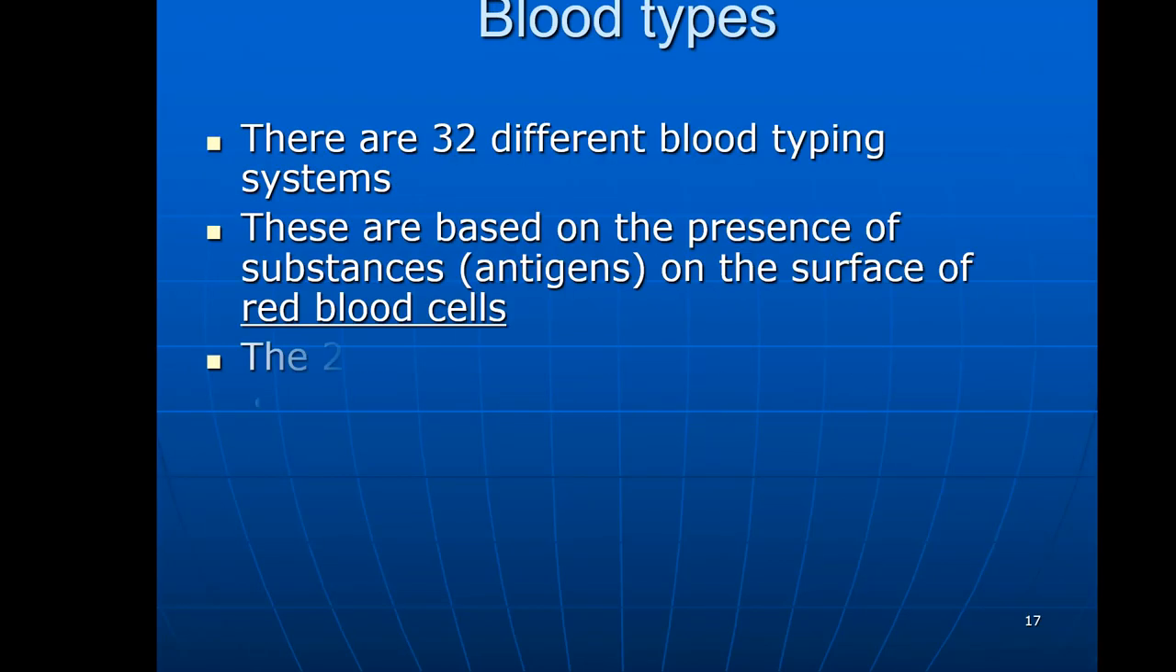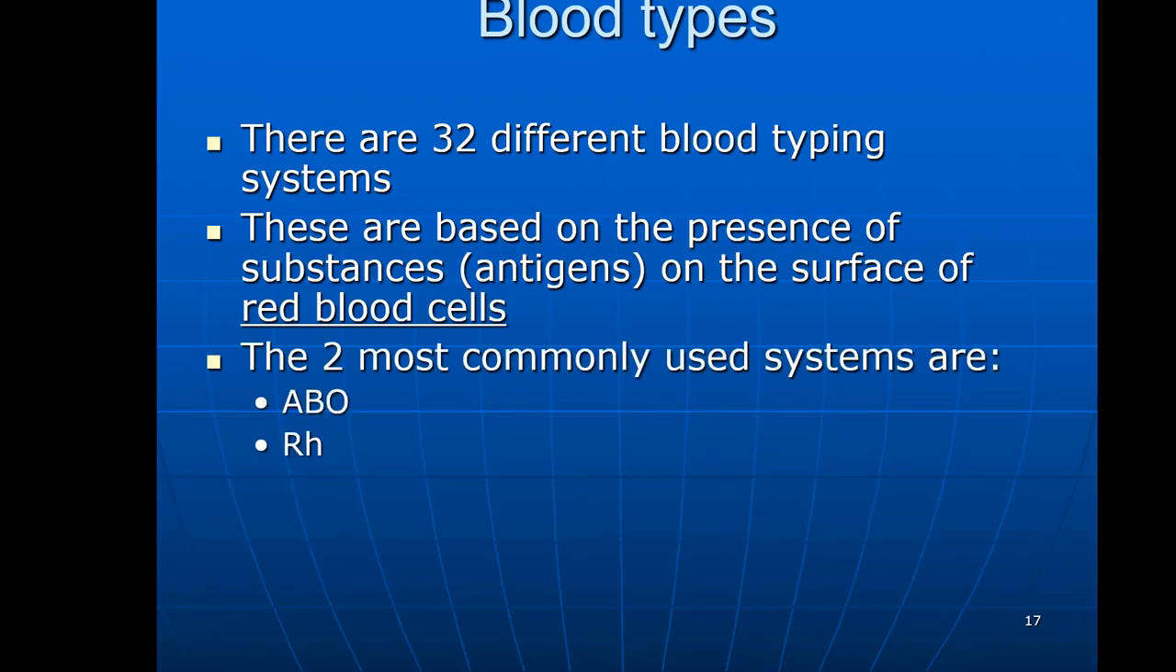The two most common systems, and this is what we use in the United States, are the ABO and RH systems. We use them together. So your blood type could be A, B, O, or AB, and that's also going to have a positive or a negative with it. The positive or negative refers to the RH. You're either RH positive or RH negative. So if your blood type is O positive, that means you have O type blood and you're RH positive.